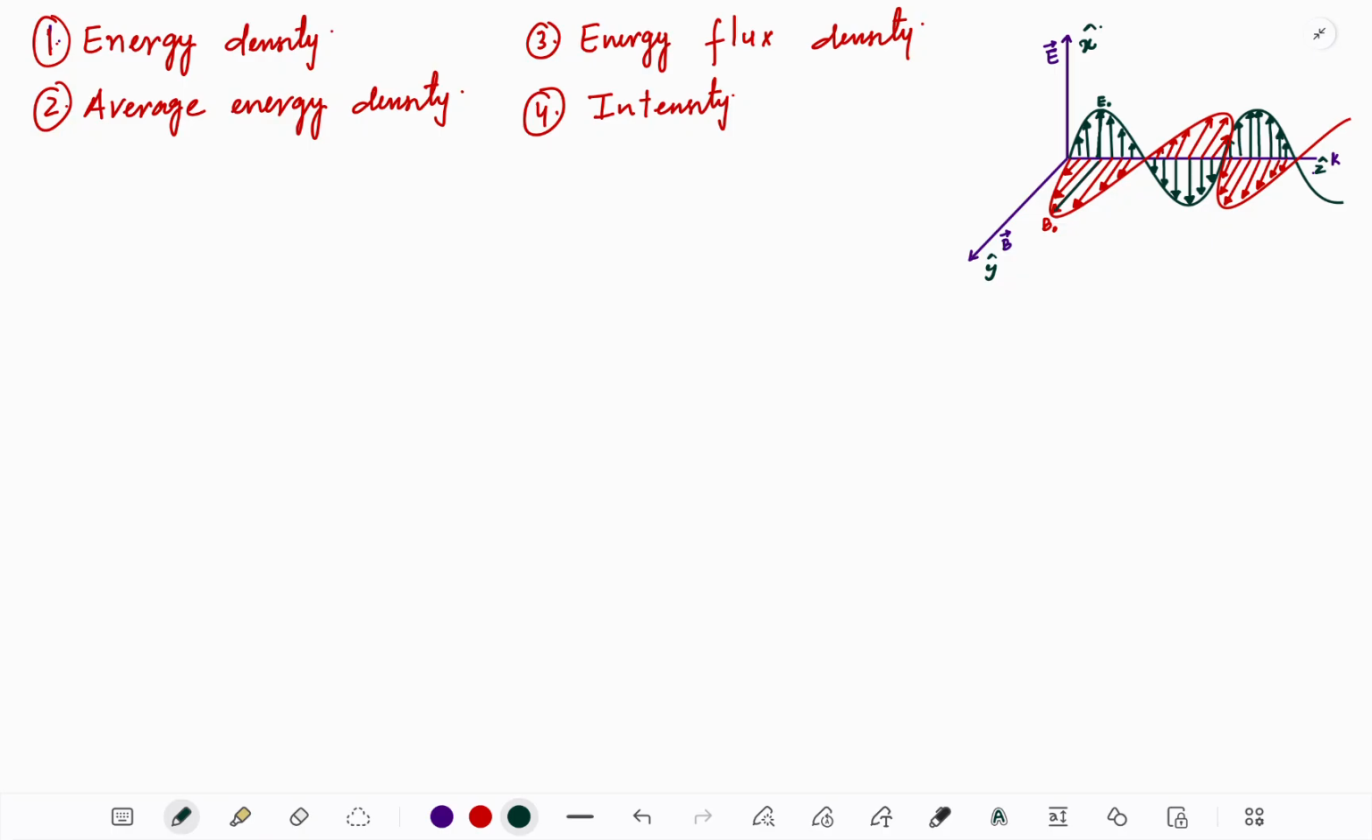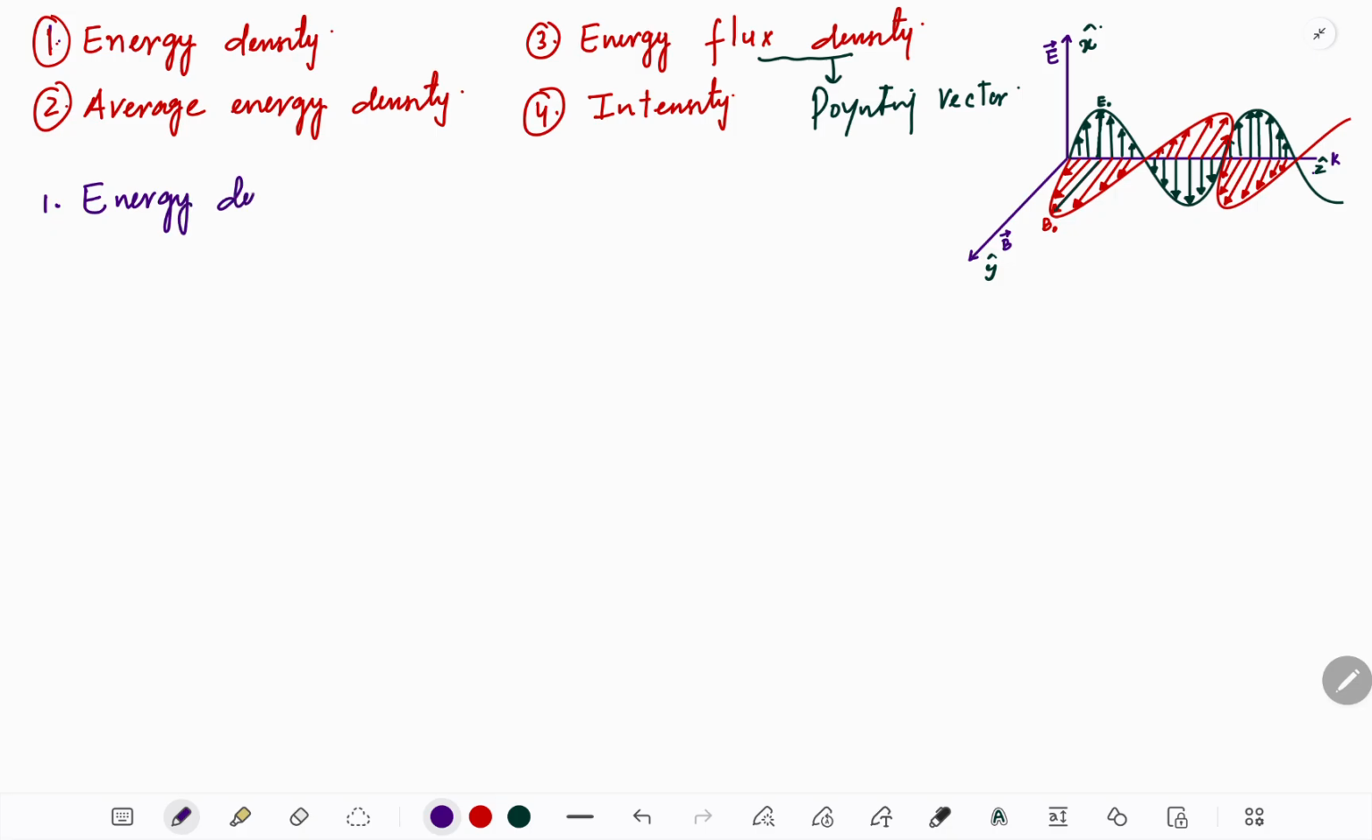Okay, let's go with the term energy density. Then after that we'll go to the average energy density, then energy flux density, and then intensity, and this one is also called the Poynting vector. So let's go one by one. Let's try to understand first energy density.